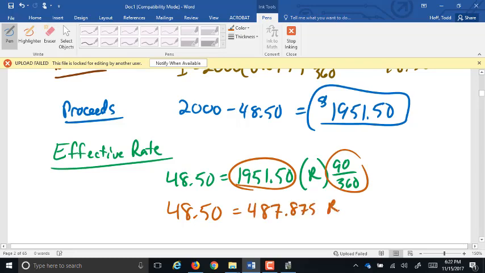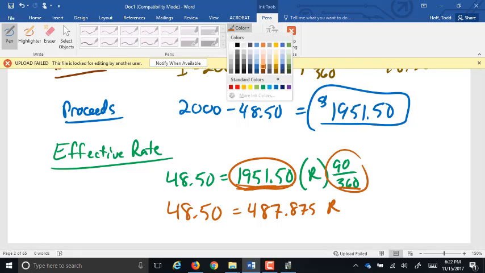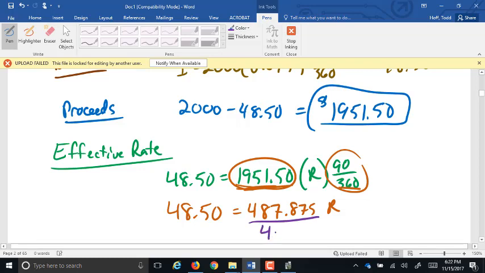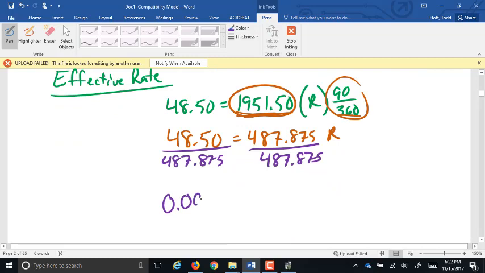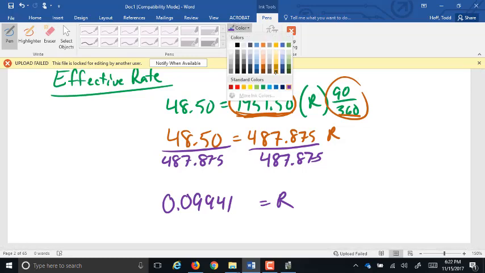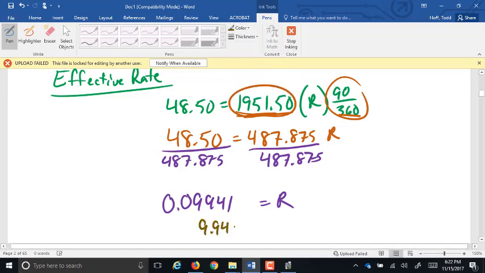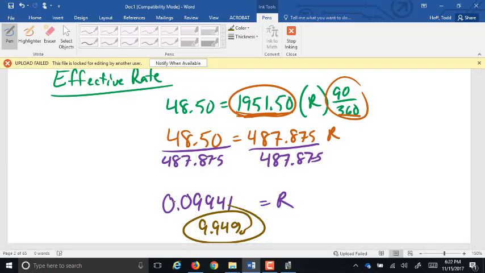$487.875 works for me. I just combine those two numbers. And then we will divide by the 487.875, which gives me 0.099941 equals R, so it's 9.94%. You can pick whatever dollar amount you want to for the principal, and that should come out to 9.94%.